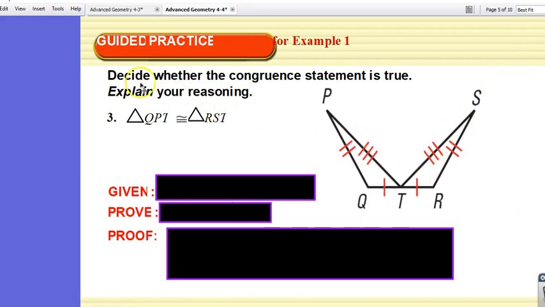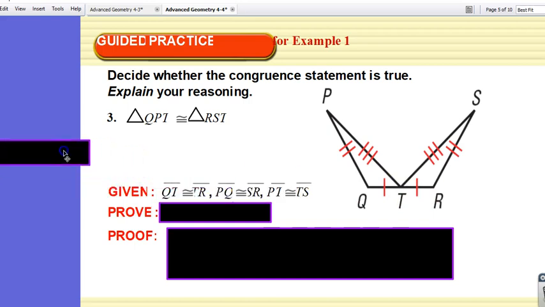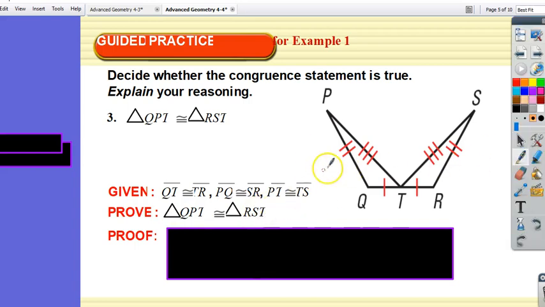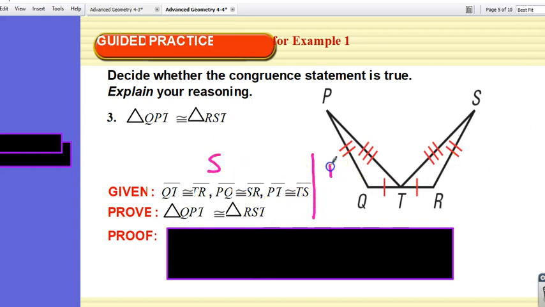All right, so decide whether the congruence statement is true. Explain your reasoning. So we are given that PQ is congruent to SR, PT is congruent to ST, and QT is congruent to RT, right? We're given all of that in the picture. They're marked. So we write all that, and the reason is given. We're trying to prove that these 2 are equal. So here's our proof. This is only a 2-step proof. So literally, if I had a statement and reason column, these are my statements. Here's my reasons.